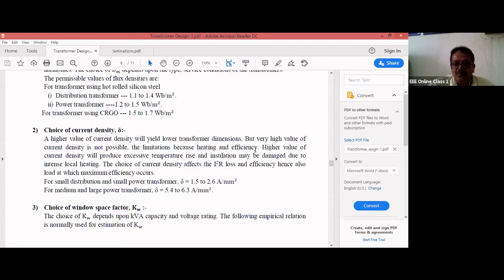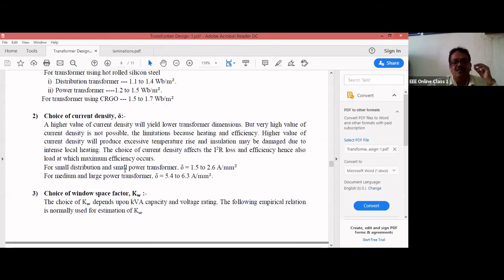Why will efficiency come down? Due to excessive temperature rise, the insulation may get damaged, and there will be even high I square R loss. So once again, we can't go for a higher value of current density. You see that efficiency is maintained at a proper value, and even the loss will be maintained. Based on that, we have to select the current density.